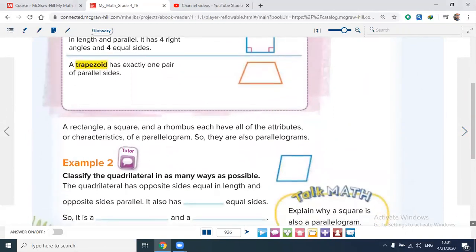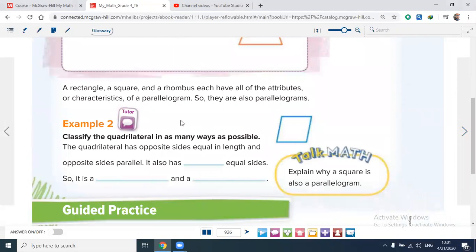As we see here, the quadrilateral has opposite sides equal in length and opposite sides parallel. It also has four equal sides. It is what? A rhombus, as you see. Four equal sides, so it is a parallelogram and a rhombus. A parallelogram with four equal sides will be a rhombus.